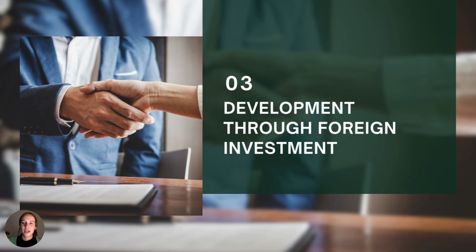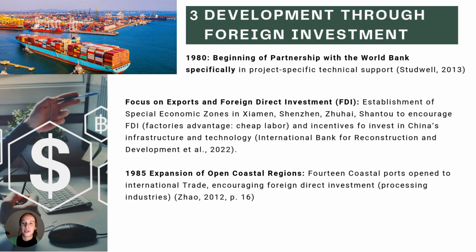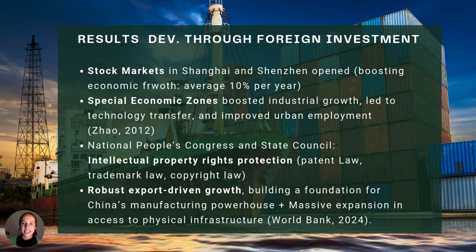China's development agenda was not only set by Xiaoping and the Communist Party. Foreign investment and international partnerships played a further crucial role. A significant shift to China's openness to the world was the partnership with the World Bank starting in 1980. Further, China established 4 special economic zones and opened a total of 14 coastal ports to attract foreign investments. These policies boosted exports, created jobs, and incentivized companies to invest in China's infrastructure. By incentivizing foreign direct investment, China integrated into global markets while maintaining control.